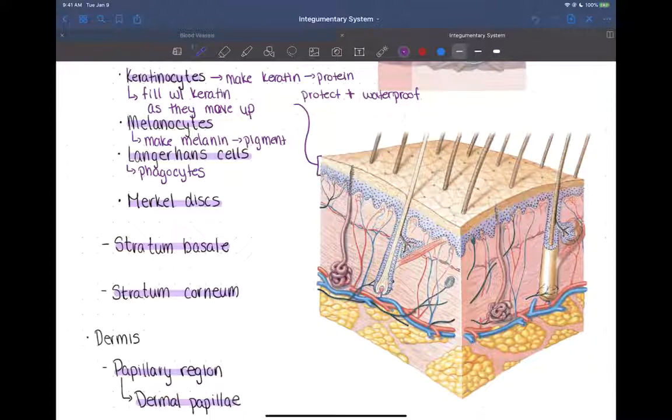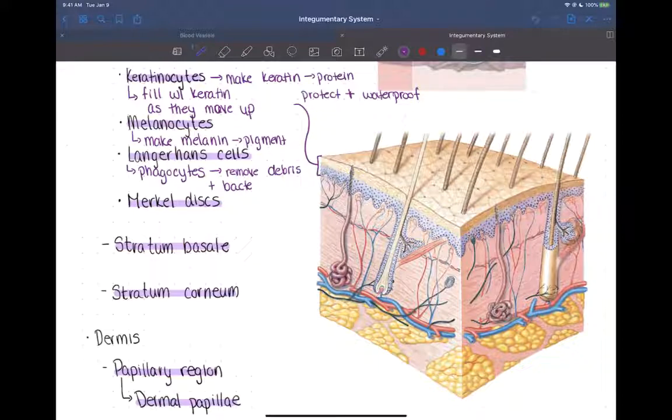And so they are kind of a cell that's a branch off of the immune system, right? So they were originally white blood cells that kind of moved out into the skin. And so now they're just going to live in the skin and remove debris and bacteria.